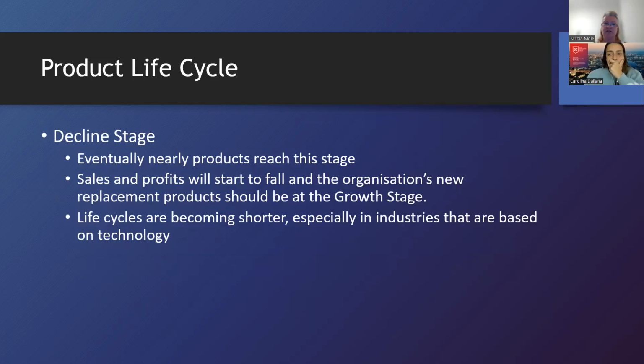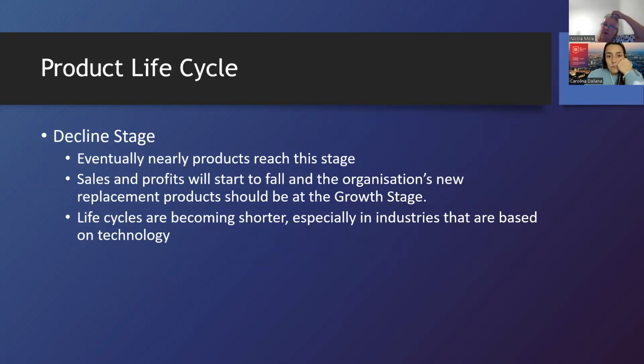The decline stage. So eventually nearly all products reach this stage. Maybe not some, you've got the occasional product like Coca-Cola, that will always be in the market. The sales and profits will start to fall and the organisation's new replacement products should be at the growth stage. So the business will be planning what products can replace their products that people don't want so much.